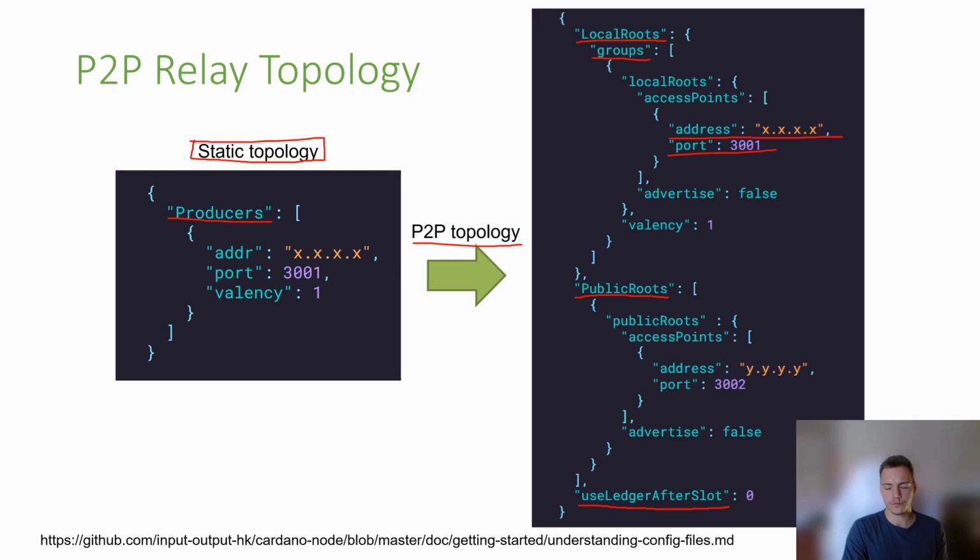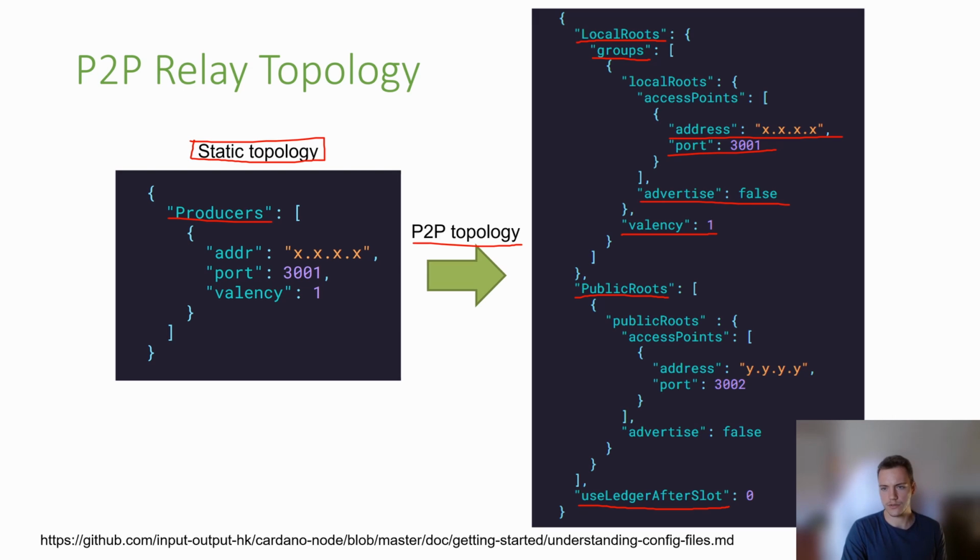Well, depending on how you set the valency, I think it will respect the valency. So if you have 10 peers defined, but you only want to connect to 5 of those 10 at a time, you can do this.